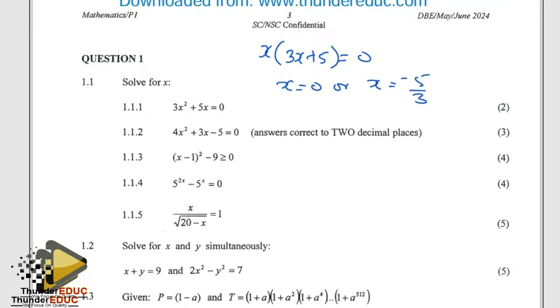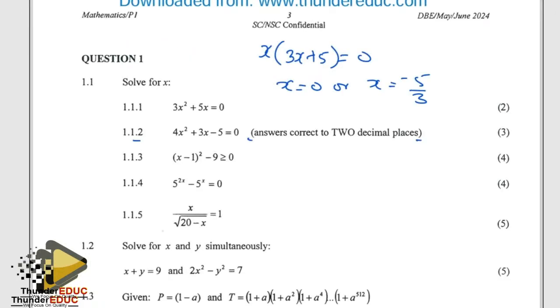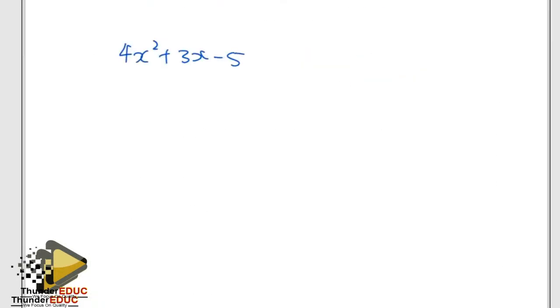Then 1.1.2, we're being told that 4x squared plus 3x minus 5 is 0. Remember I said for as long as we see this answer required to two decimals, we have to use the quadratic formula. I'll do this on the other page. We have 4x squared plus 3x minus 5 is equal to 0. So our a is 4, our b is 3, and our c is negative 5.